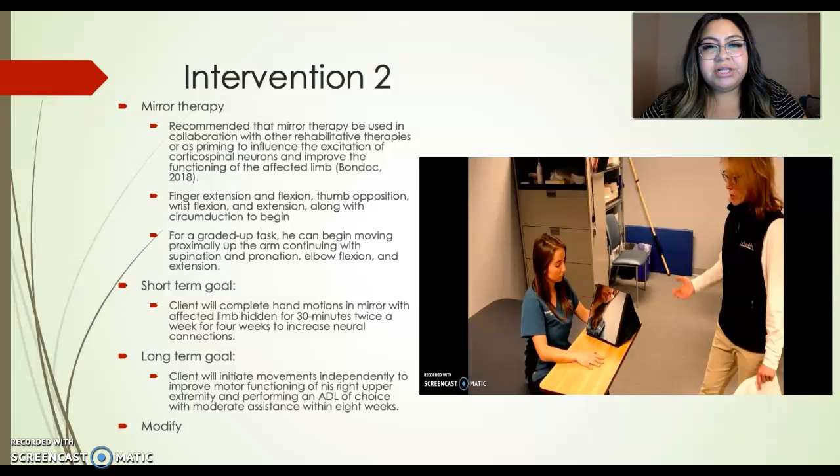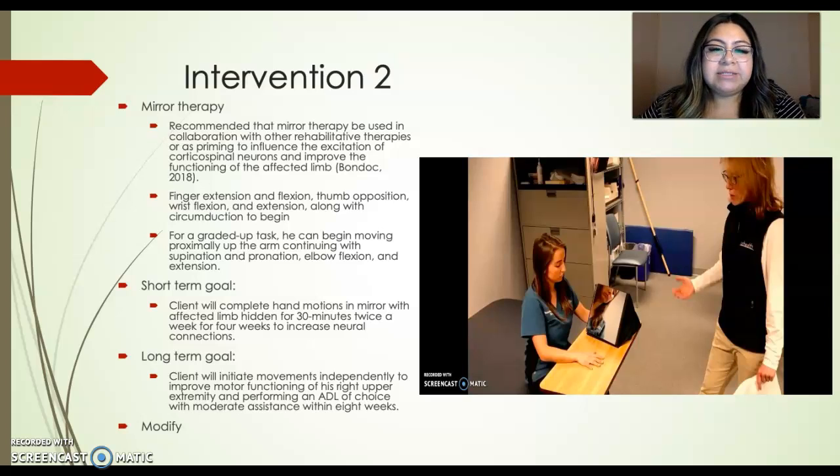The second intervention that we will be doing with Ben is mirror therapy. Mirror therapy is recommended to be conducted with other rehabilitative therapies and used as a priming technique to influence the excitation of corticospinal neurons and improve the functioning of the affected limb, according to Bondoc 2018. In this task, the client will be performing about 5 different motions. He will do finger extension and flexion, thumb opposition, wrist flexion and extension, along with circumduction of the wrist.